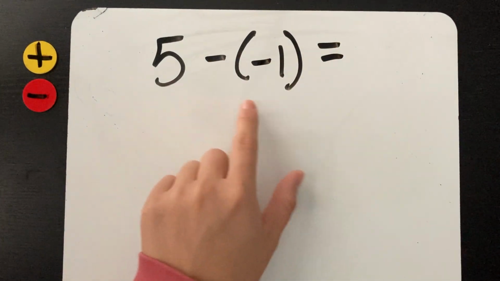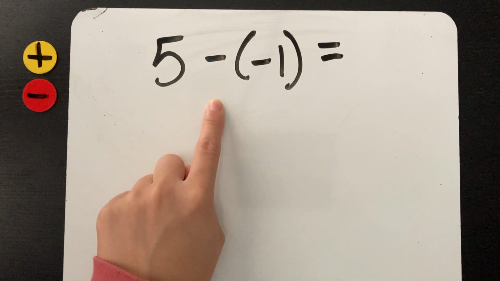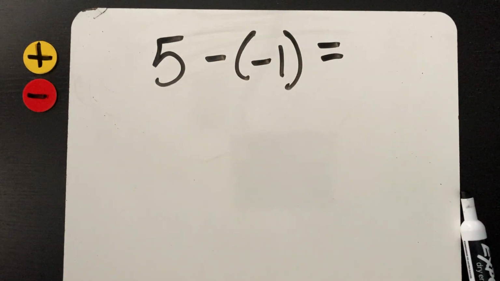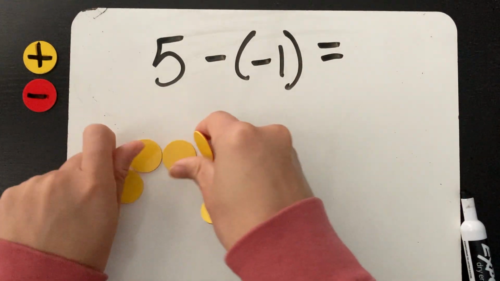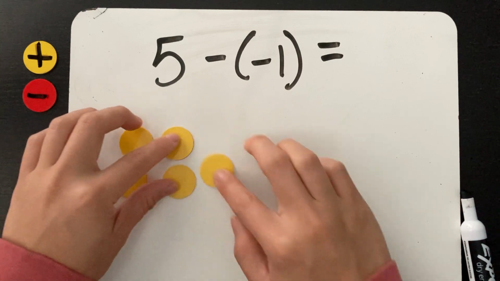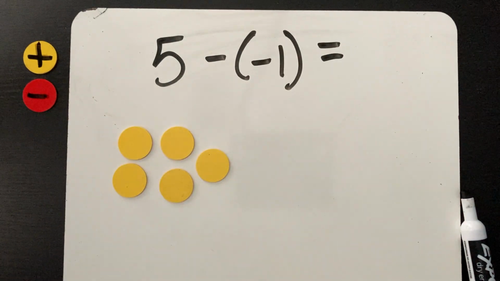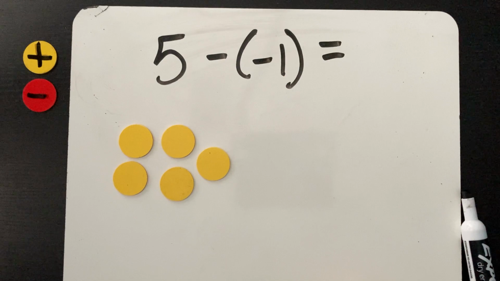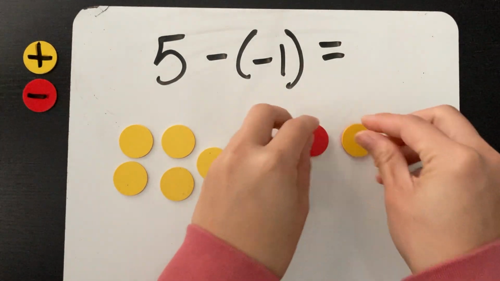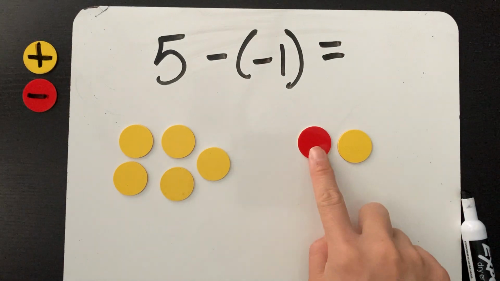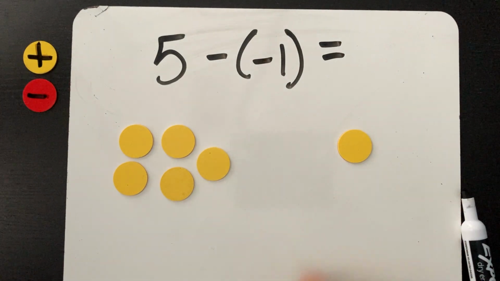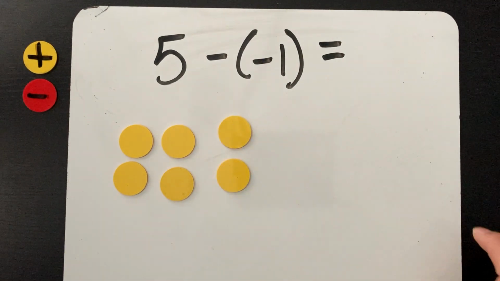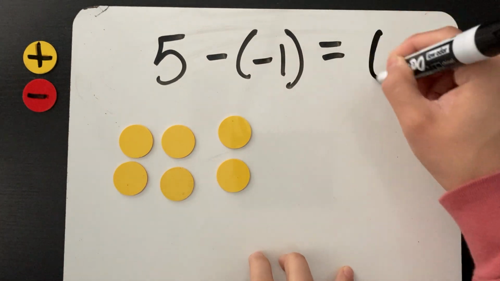So 5 minus a -1, or 5 take away a -1. Let me get my 5 counters up here. 5 take away a -1. Do I have a -1 to take away? I don't. So I'm going to add a 0 pair. Now I have a -1 I can take away. So when I take this guy away, my total then becomes +6.